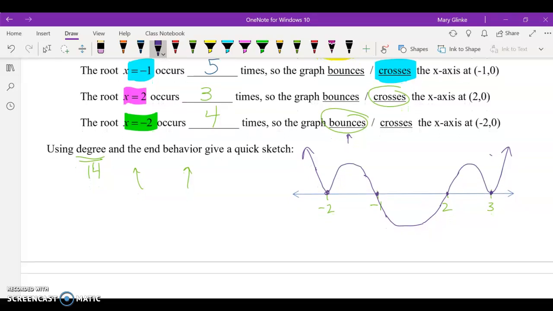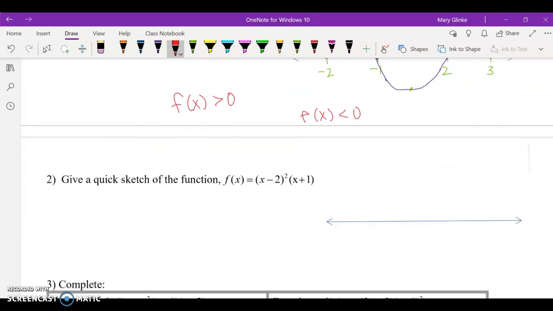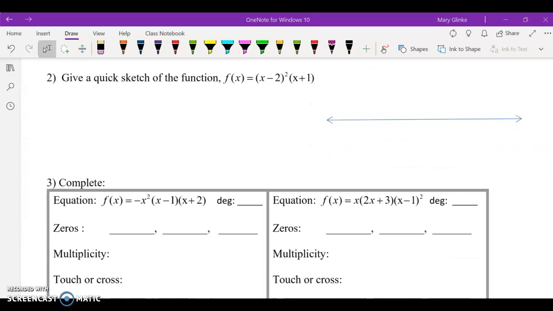Now, this is just a rough sketch because we have no idea how high and how low our maximums and minimums are going to be. So we're just looking at this as just the rough sketch. However, we could answer questions like where is f of x going to be greater than 0 and where is f of x going to be less than 0 based off of this sketch because we have enough information for that. So let's go ahead and try a couple more practice problems here.